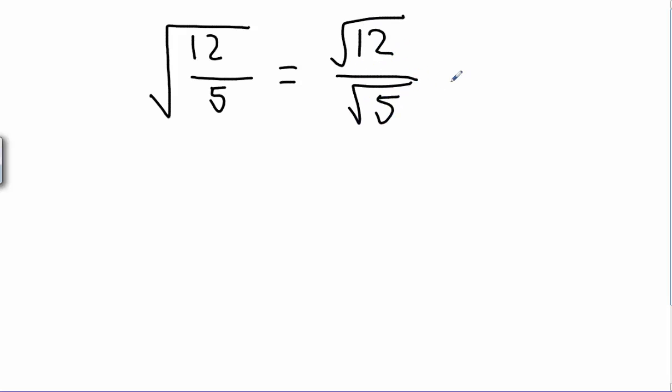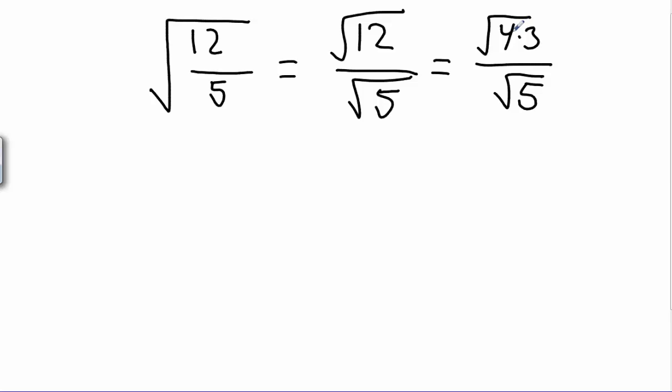Let's do square root of 12 over 5. So we simplify, we get square root of 12 over square root of 5, which then simplifies to square root of 4 times 3 over square root of 5. I'm kind of blowing through this one because at this point I hope you guys know how to simplify a radical. So we can pull the 4 out and it becomes 2 radical 3 over square root of 5. Now, we're not done because we have a radical in the denominator, which is not allowed.